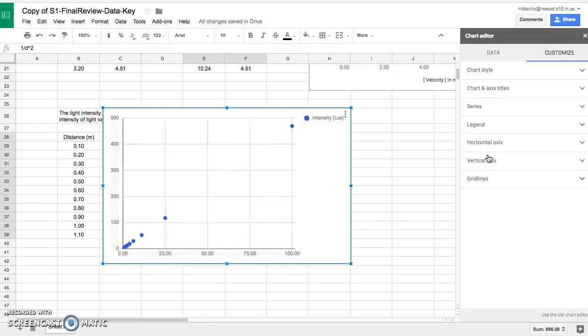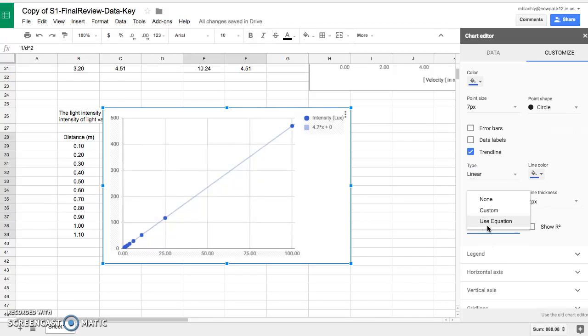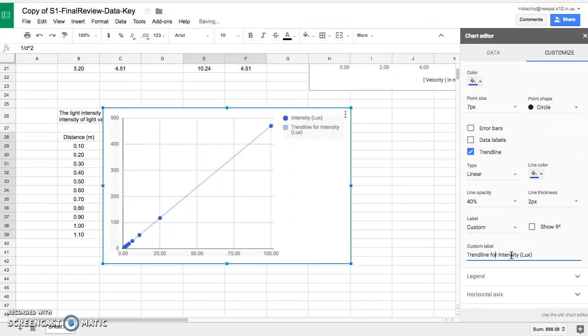So now we're going to finish this up. We're going to go to series and add a trend line. A trend line does a good job of fitting the data. So that means that what's on our y-axis, the intensity, is proportional to what's on our x-axis, which is 1 over d squared. Down under label, we can tell it to use the equation, and it looks like 4.7 is our slope.